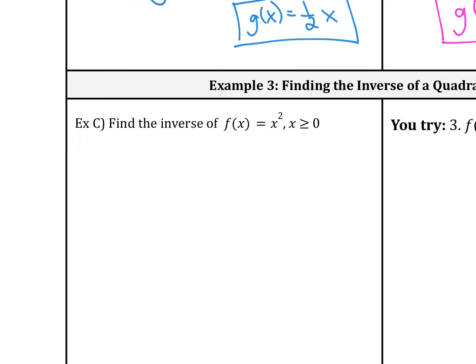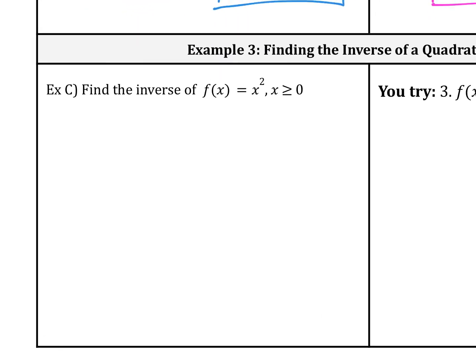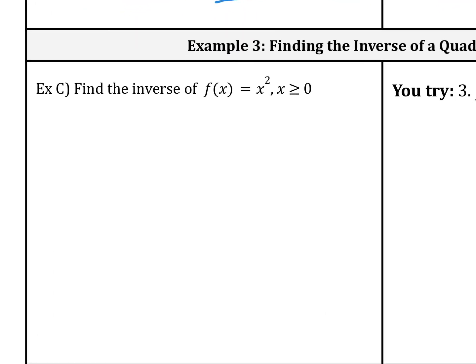Now we're going to find the inverse of a quadratic function. Here it tells us x has to be greater than or equal to 0. So it's kind of telling us a restriction here. Let me talk about that as we start to solve this example. Why is it greater than or equal to 0?